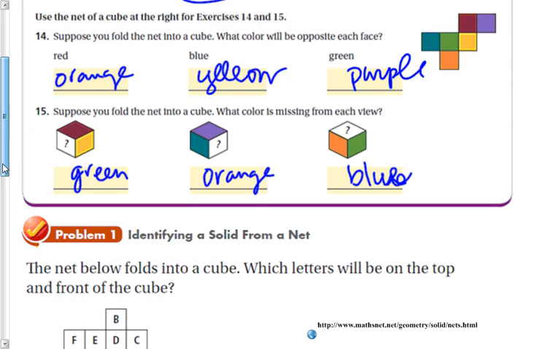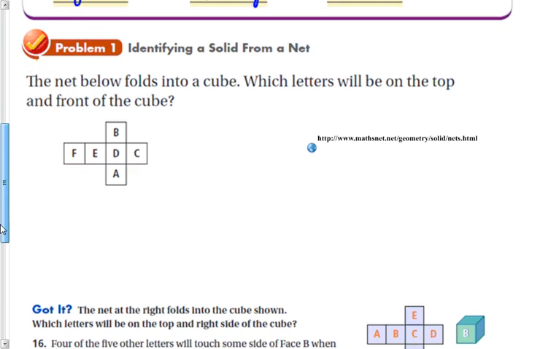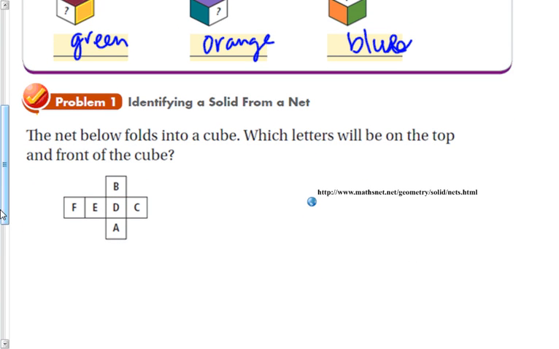All right, so here's your first problem. Identifying a solid from a net. The net below folds into a cube. Which letters will be on the top and front of the cube? Now when we fold this, we have to keep the letters the way they are. We can't fold them inside, so you have to think about that while you're doing that. So we're kind of folding it back. So when I'm all done, D is going to be the front.